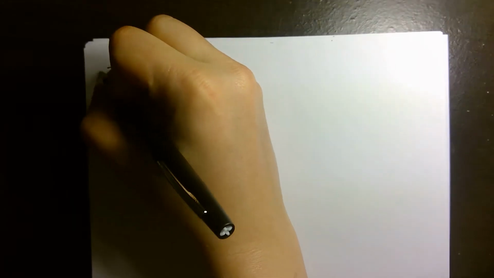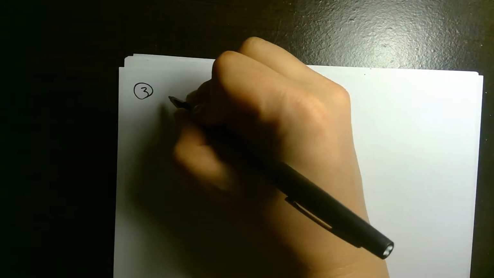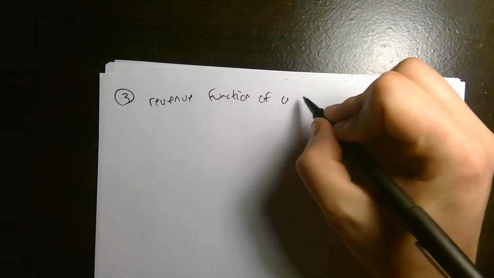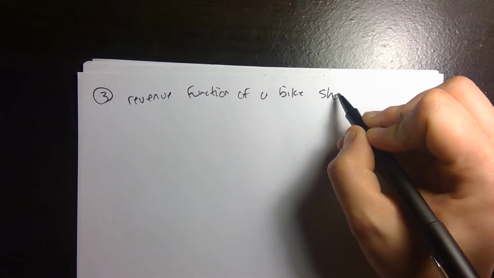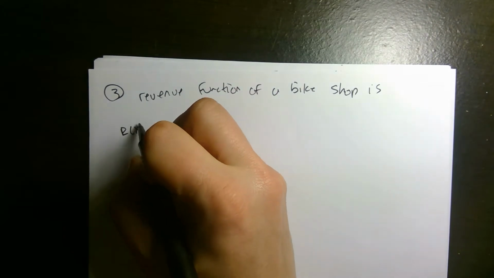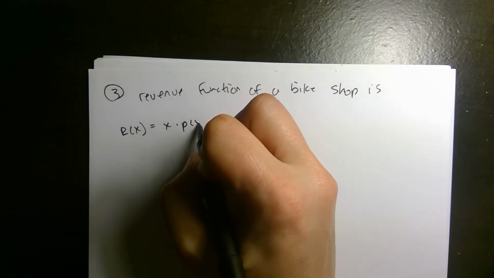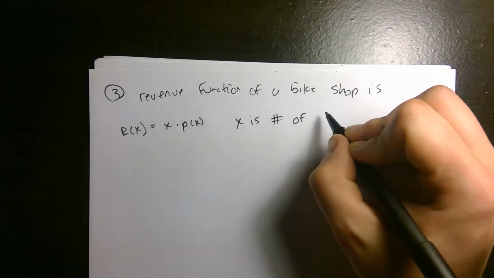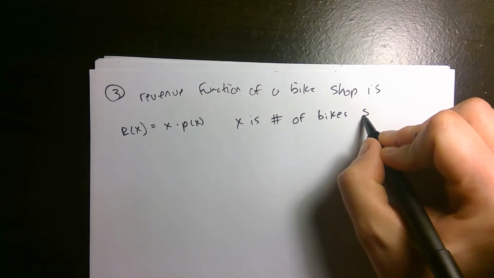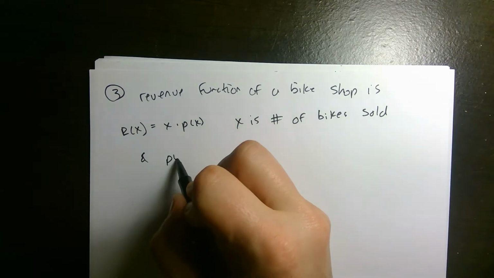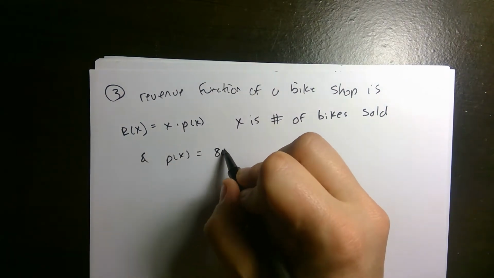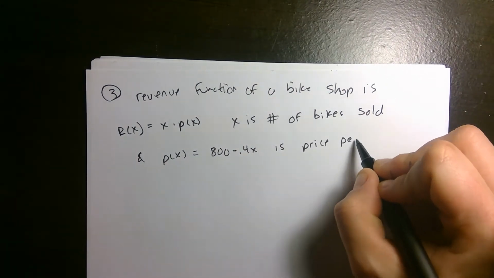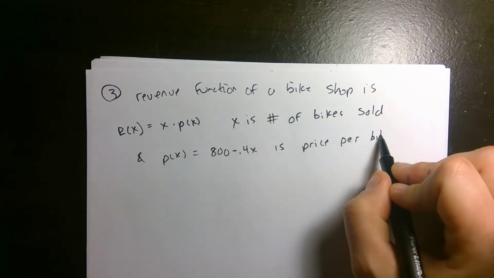All right, number 3. It's another revenue problem. And so we're going to start out with this revenue function of a bike shop. A bike shop is represented as R of X equals X times P of X. Now there's a little bit more to this problem. X is the number of bikes sold, and P of X, so we have a second function this time, equals 800 minus 0.4x. This is the price per unit. Well, I guess we could say per bike. So it's the price per bike.